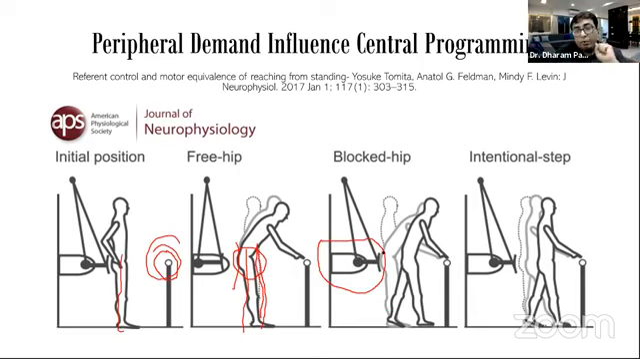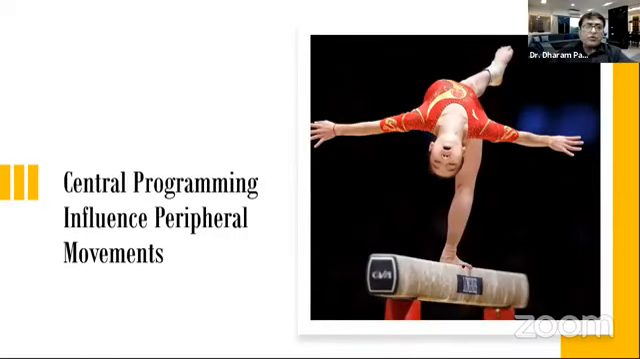But when you block the hip here, the person may not go back, so he will have a tendency to fall. So what the brain does, the brain modifies that same movement, and the person takes a stance and touches the object. So this is how the brain reacts to the peripheral demand, how things are put on the demand.